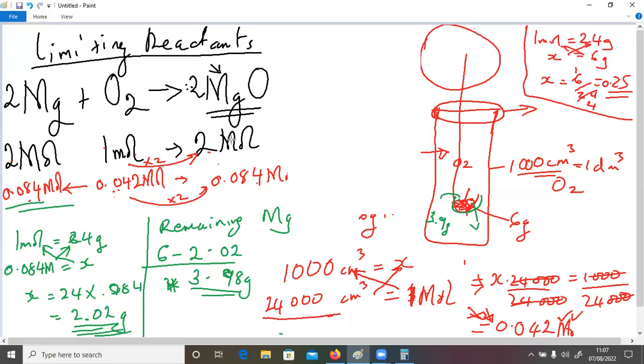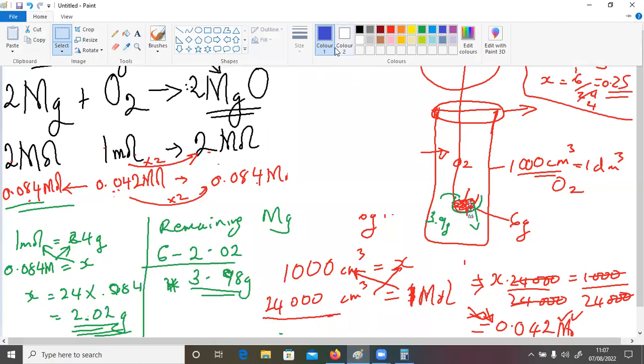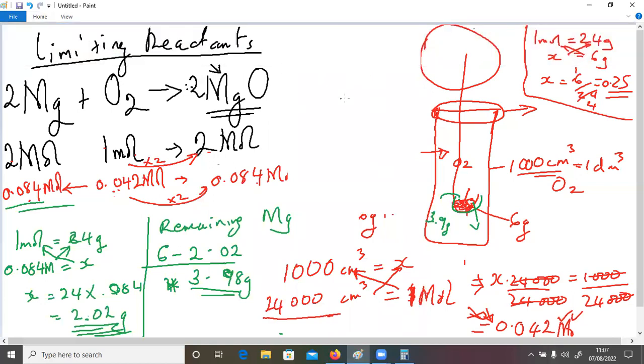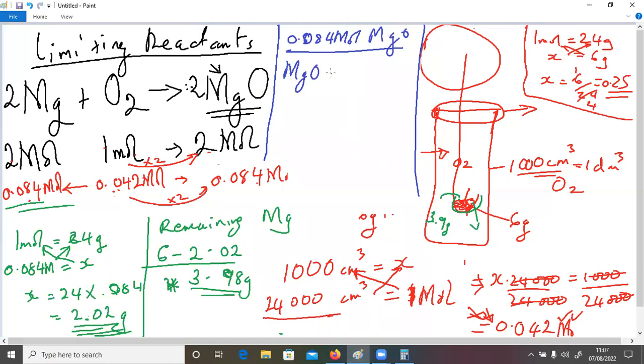So how much magnesium oxide, quantity of magnesium oxide, will be produced? Here we know that we produced 0.084 moles of magnesium oxide. Okay, so if we produce 0.084 moles of magnesium oxide, we know the formula.